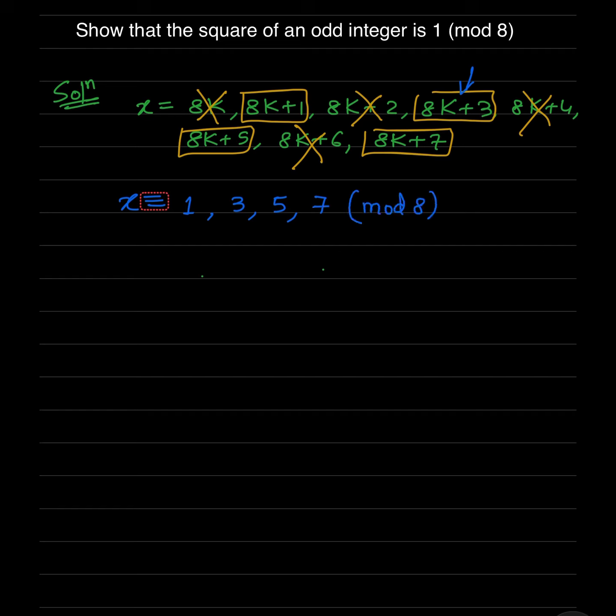Right? But don't you think if 7 is the remainder when divided by 8, this is a positive remainder. So what will be the negative remainder? Of course, the negative remainder will be minus 1. Similarly, what will be the negative remainder of 5? It will be minus 3. So basically what does the number become?